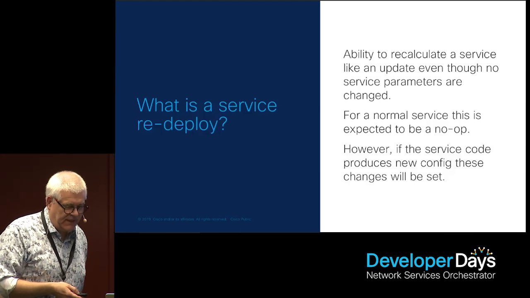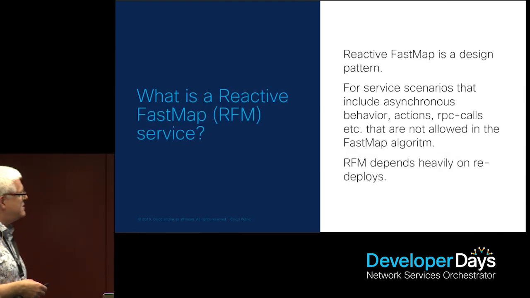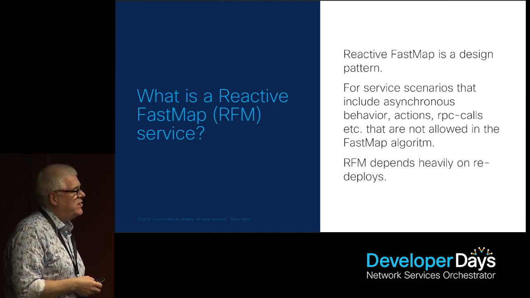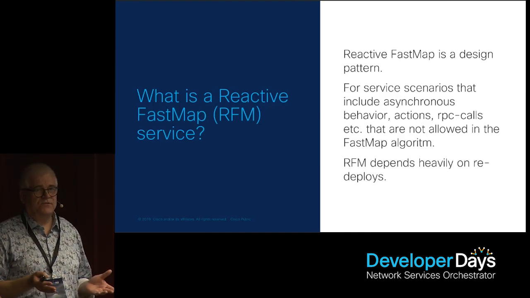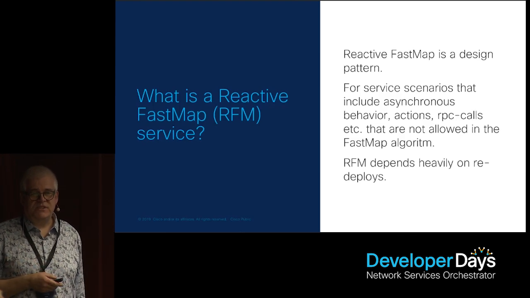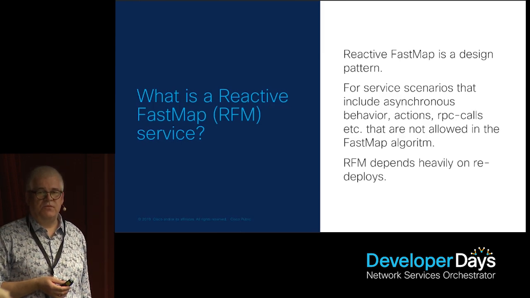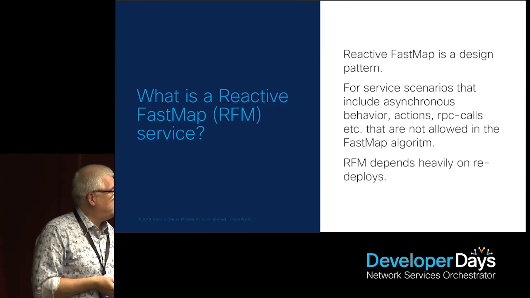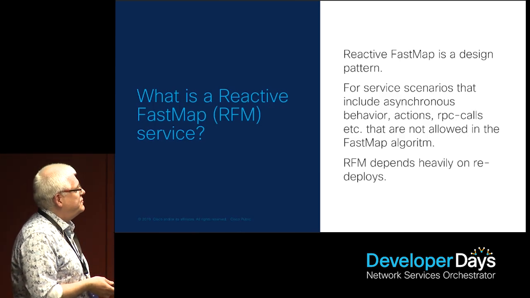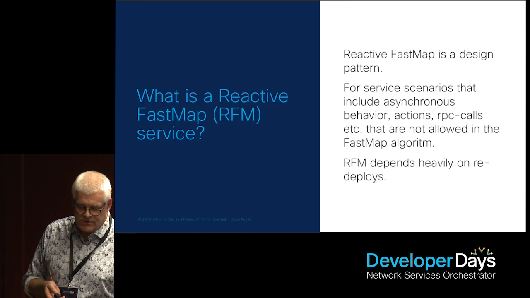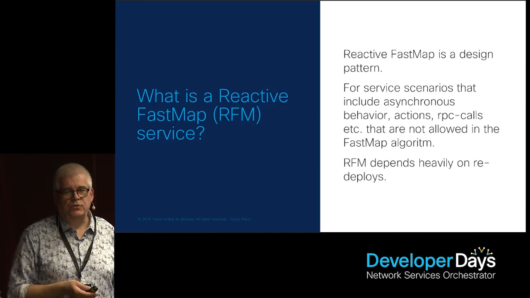So that gets you a bit stuck if you actually have use cases where you have to wait for something. You have to call an RPC. It doesn't really help you with this elegant FASTMAP thingy. And that was why the Reactive FASTMAP pattern was introduced. And that is also like 5-6 years ago.